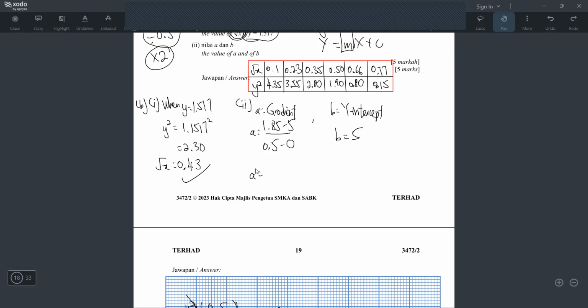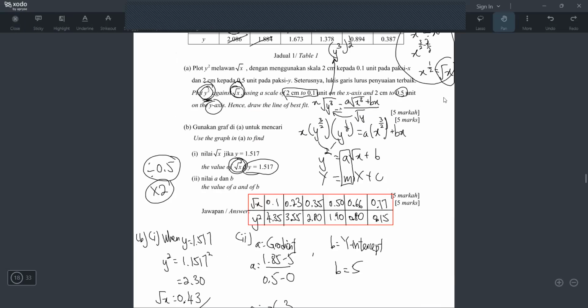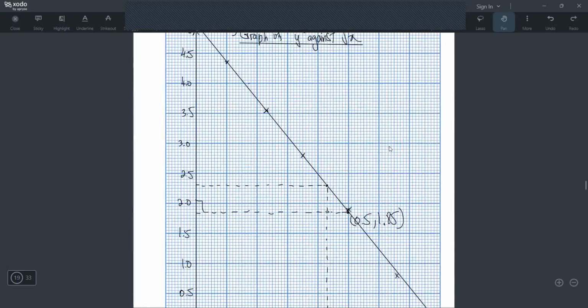My calculator gives me negative 6.3. So that is the answer. Just write negative 6.3 and that's how you get full marks. So 5 marks, 5 marks, 10 marks in total. Okay, done.